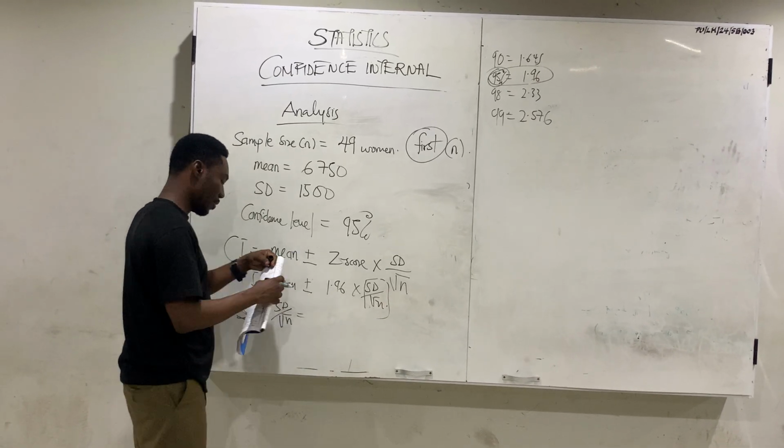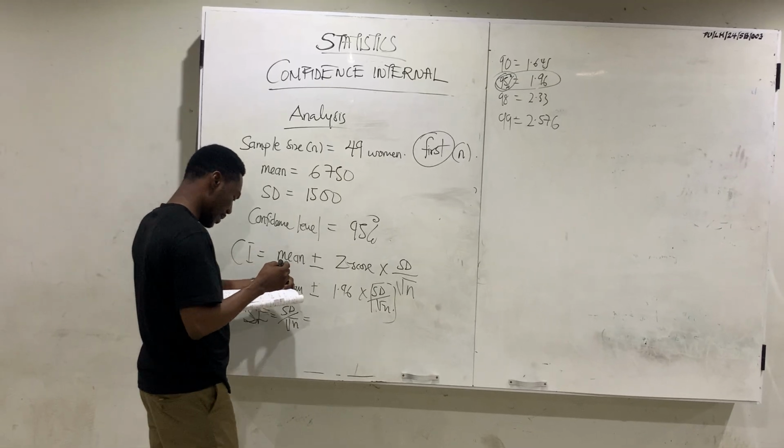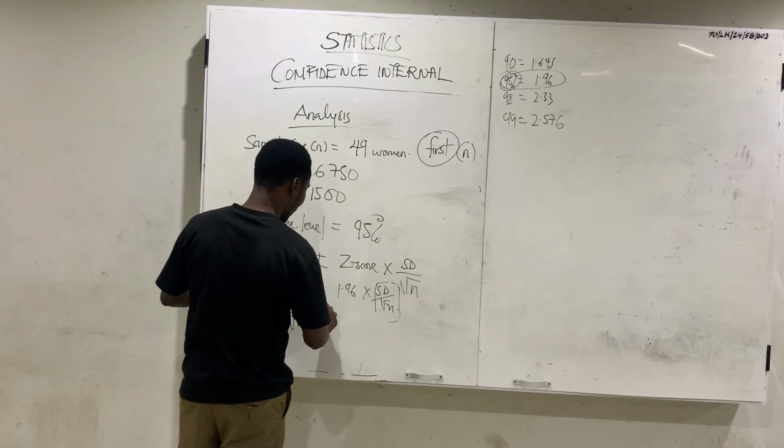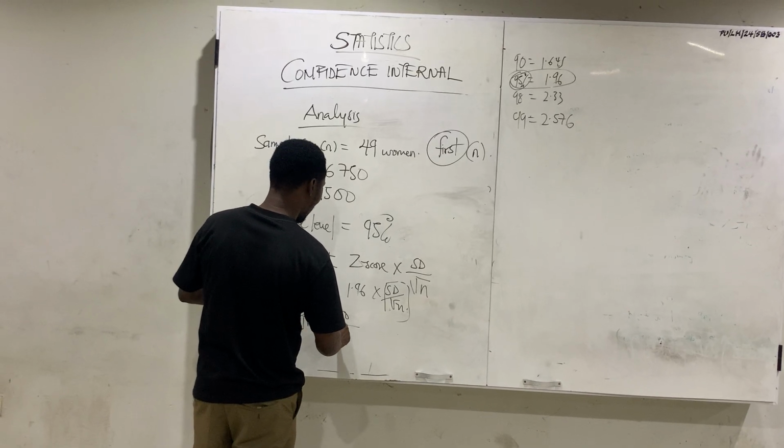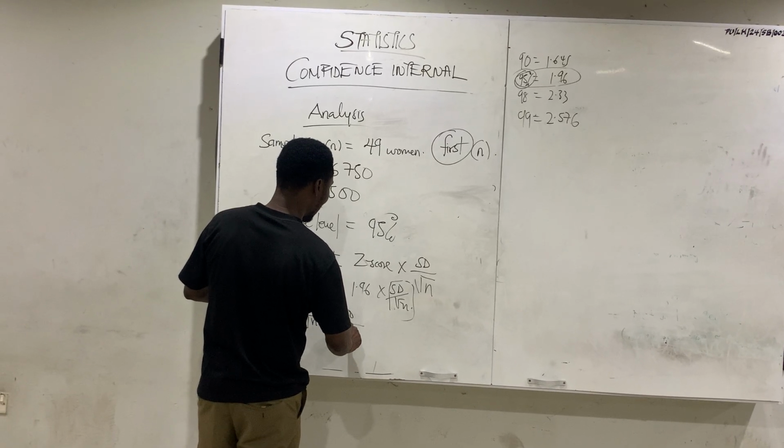What did we get for the standard deviation? The standard deviation is 1,500 divided by, what did we get for the square root of n? The square root of 49. That would be 7.